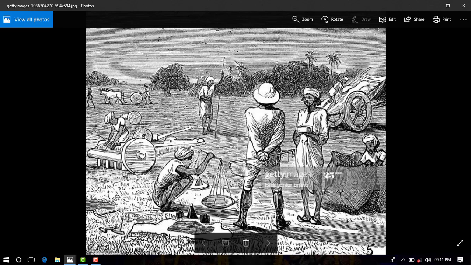After the Indigo Rebellion of 1859, the indigo planters moved to Bihar, and they started the cultivation of indigo in the provinces of Bihar. Gradually, the peasantry of Bihar also started opposing the cultivation of indigo.